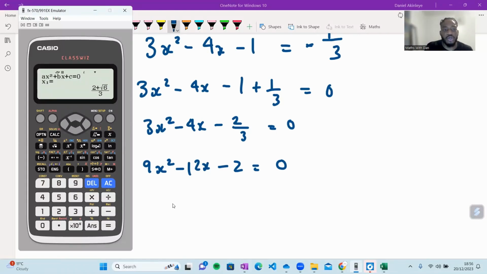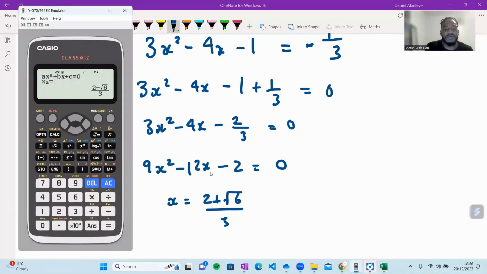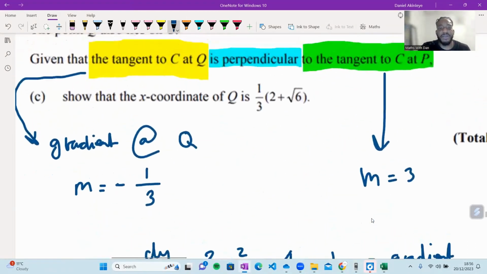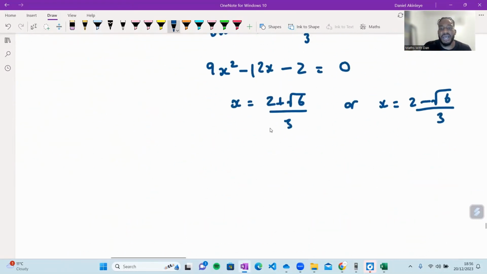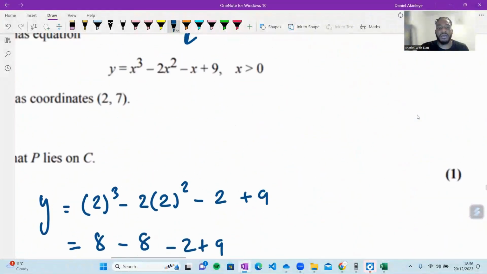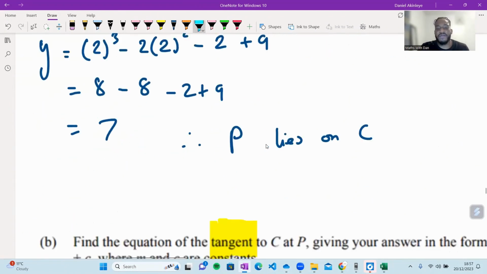This gives us x is equal to 2 plus root 6 over 3. And if I click it again, this gives us the other one, or x is equal to 2 minus root 6 over 3. Now, if you go back to the question, it said a third of 2 plus root 6, and that is just the same thing as that, isn't it? So this is definitely correct. Now, we do get another answer, 2 minus root 6. But in the beginning of the question, they did tell us that x was greater than 0. So therefore it has to be this one.